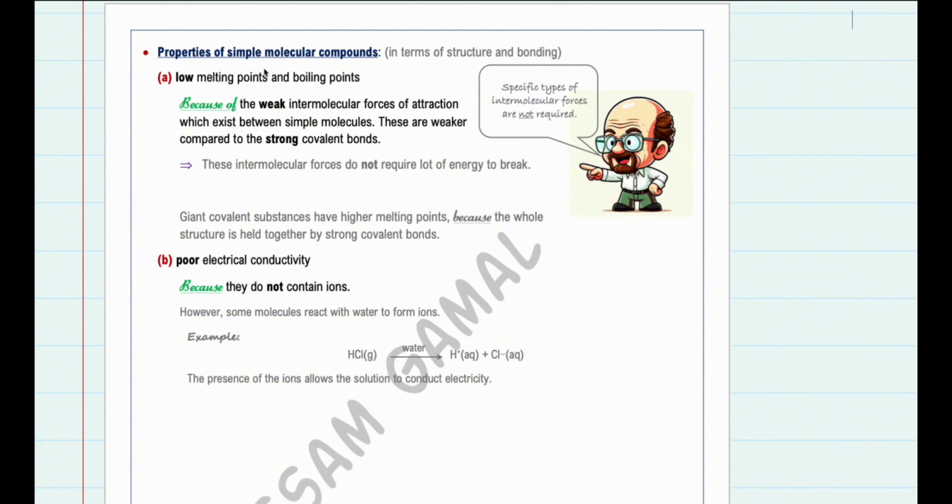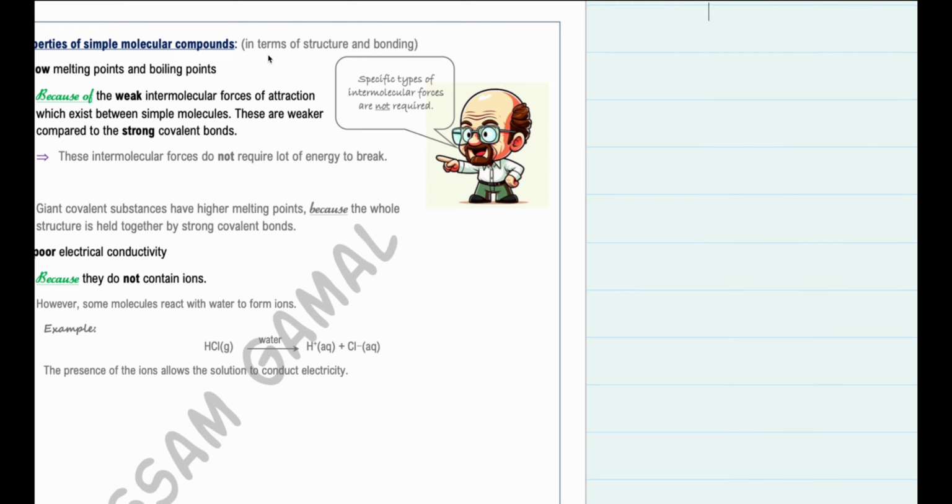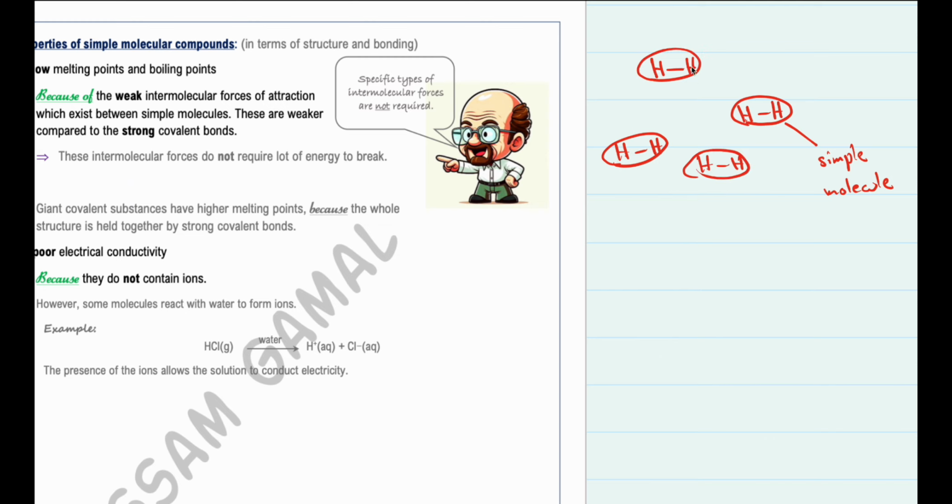Covalent bonding is formed between 2 nonmetals. Let's say we have a sample of hydrogen gas. And as you may remember, hydrogen exists in nature as diatomic molecules. So you may have a diatomic molecule of hydrogen and another neighboring diatomic molecule, and so on. Now, each of these molecules is known to be a simple molecule, and each of these molecules is connected to the neighboring molecule through what's known as intermolecular forces.